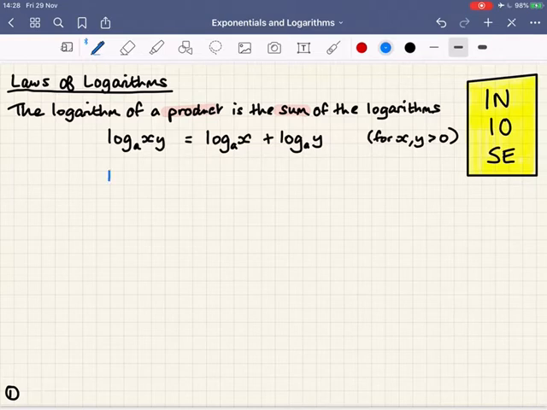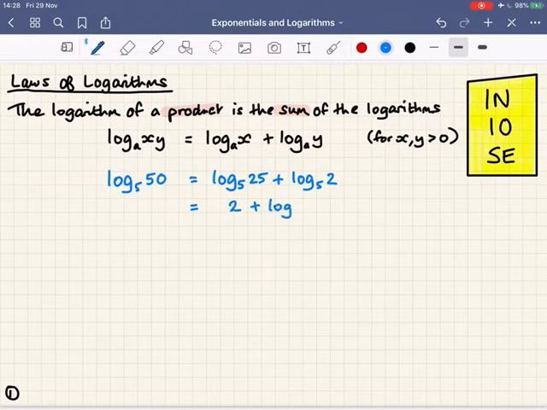So, for example, if I had log to base 5 of 50, I can think of 50 as a product. It's 2 times 25, for example. So I could rewrite it as log to base 5 of 25 plus log to base 5 of 2, because 2 times 25 is 50. Now, hopefully you can see that that gives me an opportunity to simplify some of that, because log to base 5 of 25 is 2, and then I've got log to base 5 of 2. So log to base 5 of 50 is 2 plus log to base 5 of 2. So this gives me a great opportunity to simplify things.